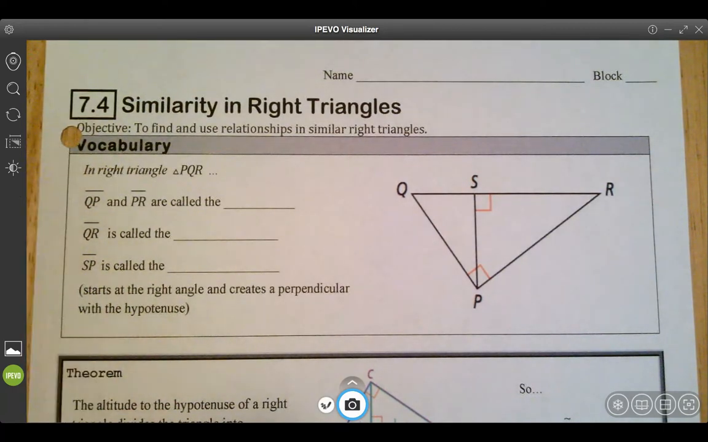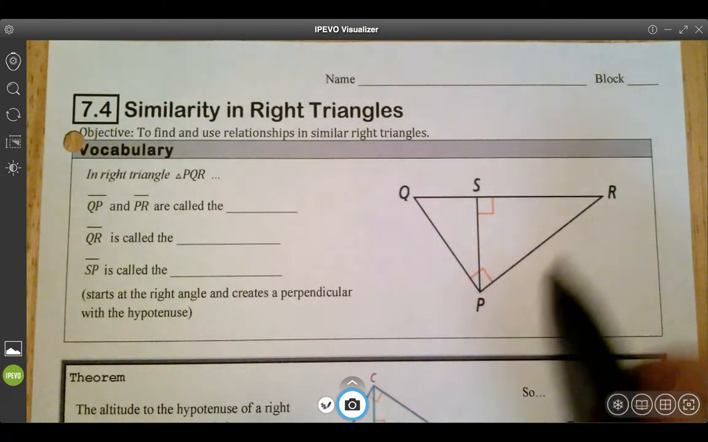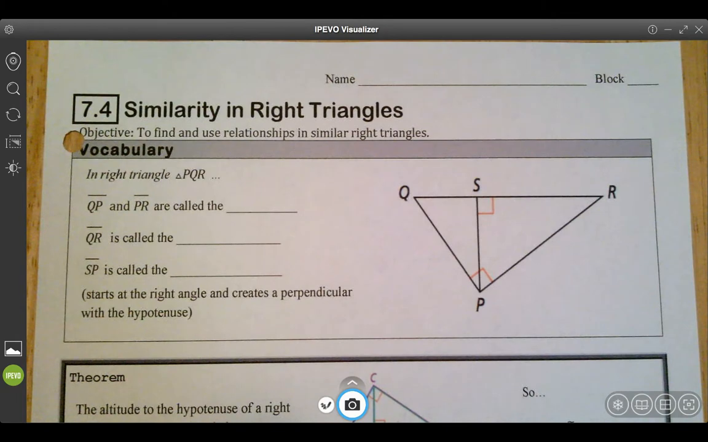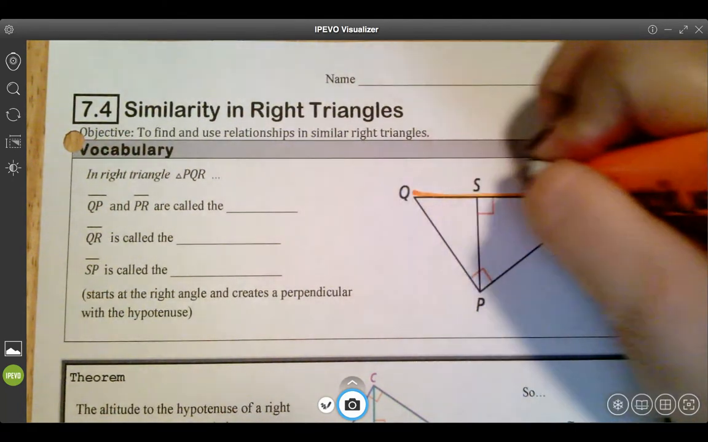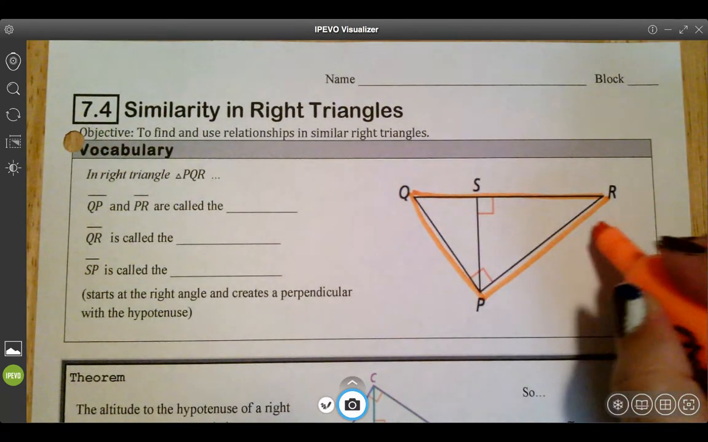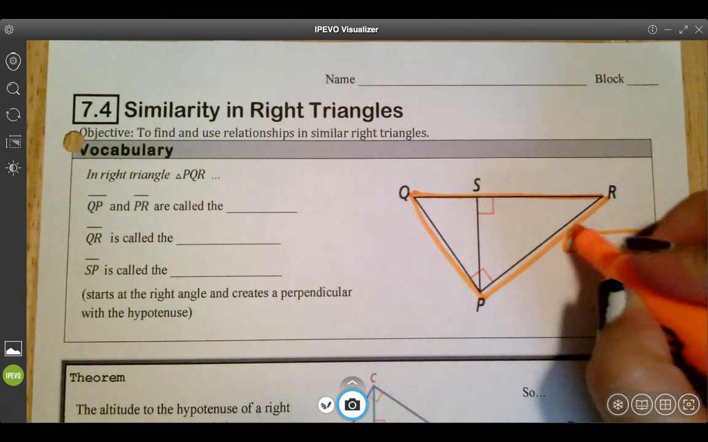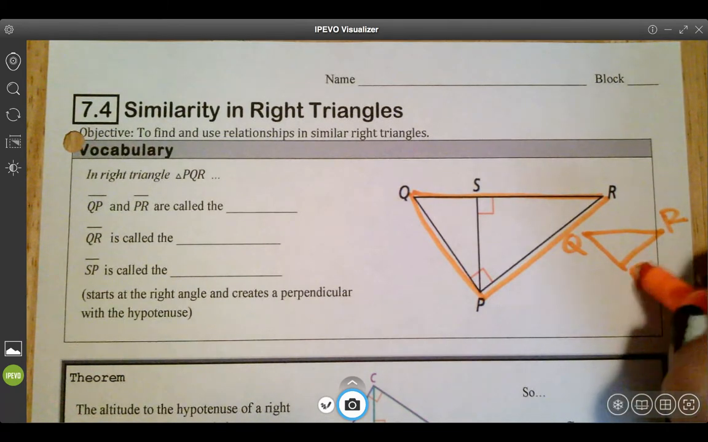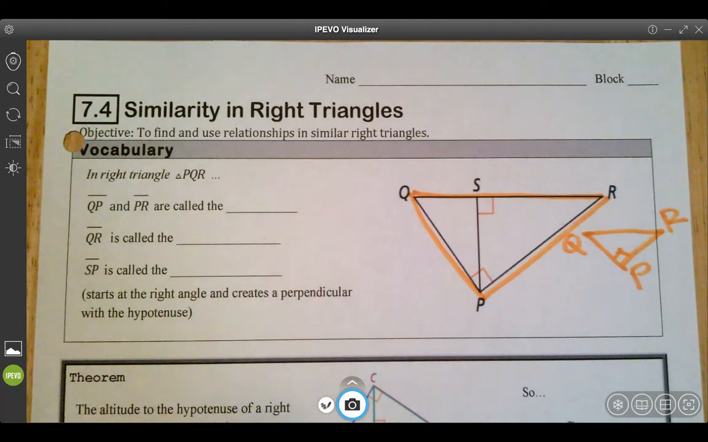So in 7.4, our objective is to find and use relationships in similar right triangles. Now this is a very visual section. What we'll be doing is we have this triangle here, and we're going to try to split it into 3 different triangles. The one that's hopefully a little bit easier to see is this big triangle, right? And that is QRP with the right angle at the bottom.